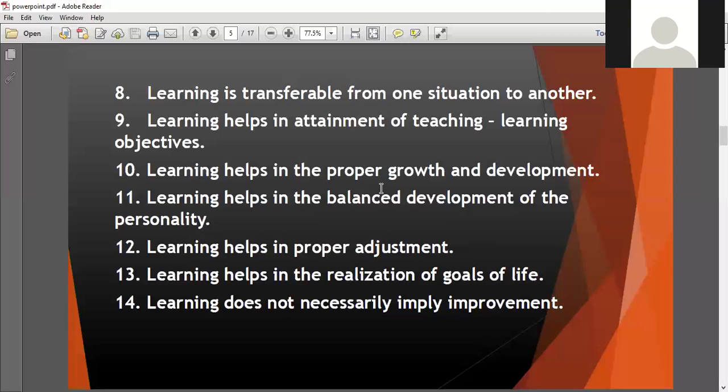So that is growth and development. Right? And then learning helps in the balanced development of the personality. It's believed that you can only grow up to be a balanced individual if you've been learning not only science, physics, academics, but also non-academics, such as religion, society, culture, all those things. So learning helps in proper adjustment in a certain environment.